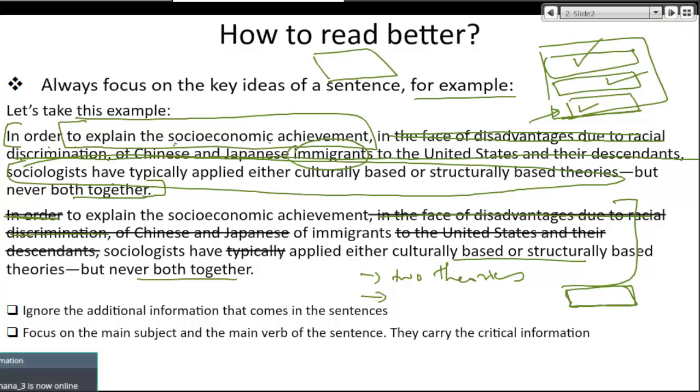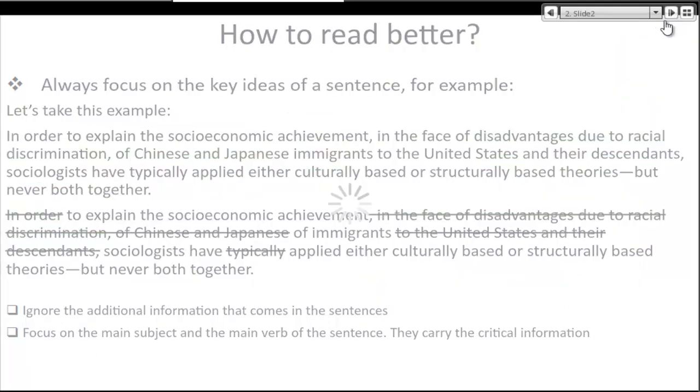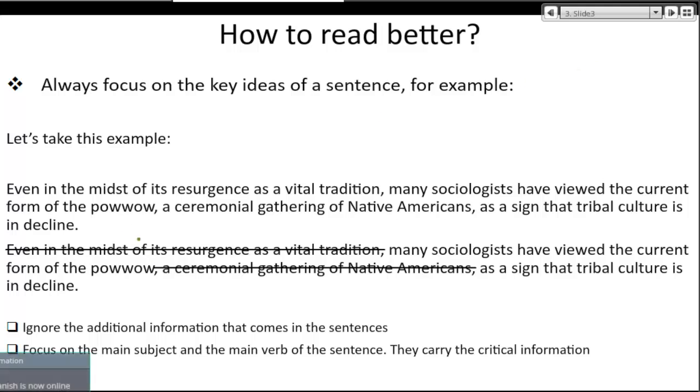It's very difficult to write something about how to read better, but we can only take examples and implement those things. Now look at this here. Again, a similar example I have taken. It says, even in the midst of its resurgence as vital tradition, many sociologists have viewed the current form of powwow, a ceremonial gathering of Native Americans, as a sign that tribal culture is declining. What exactly is happening in the paragraph? Many sociologists have viewed the current form of something as a sign that tribal culture is declining.